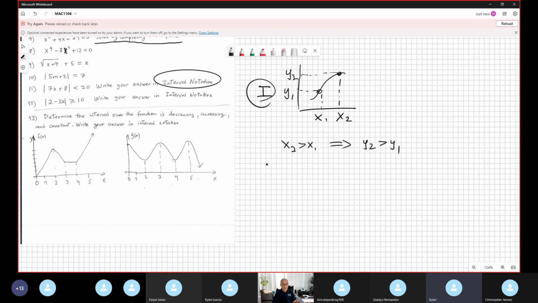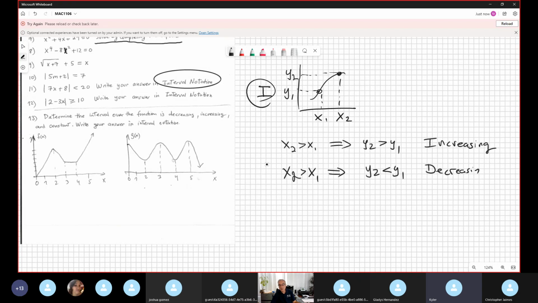But we have 3 possibilities. You have the possibility that this is an increasing function. Okay, suppose again x2 greater than x1, however, it is going down, y2 is less than y1, so it's decreasing.